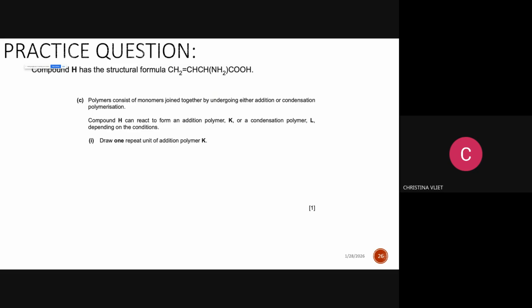All right, so compound H has the structural formula CH2, CH, CH, NH2, COOH.